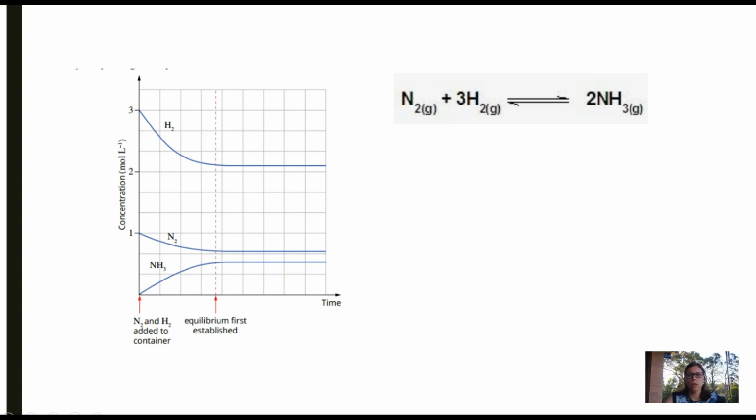So what's happening here in terms of collision theory? At the beginning of the reaction, we have 3 moles of hydrogen and 1 mole of nitrogen. There is a higher concentration of particles, therefore they're colliding more frequently and driving that forward reaction. As the reaction progresses, the concentration, and therefore the number of particles, of the hydrogen is decreasing, so there are fewer particles colliding and producing the products.